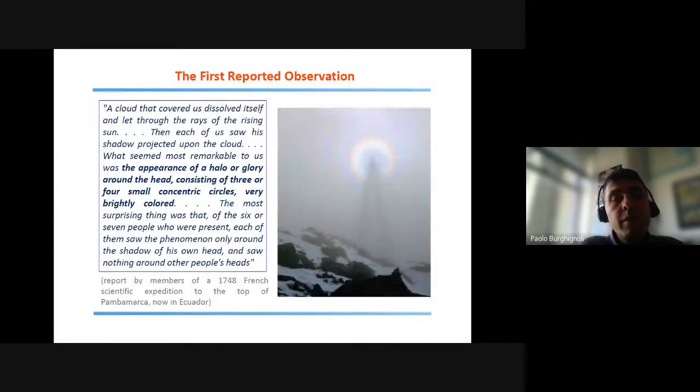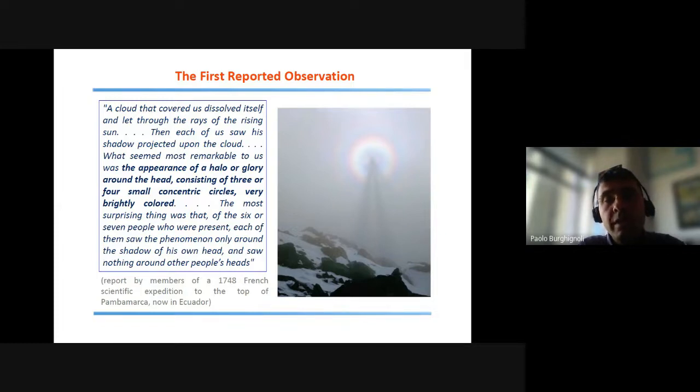Finally, I will show you another beautiful optical phenomenon, the so-called optical glory, which was first reported in the 18th century by a French scientific expedition that was sent to the top of a very high mountain in what is now Ecuador. And here you can see the words that were written in their diary by these reporters.